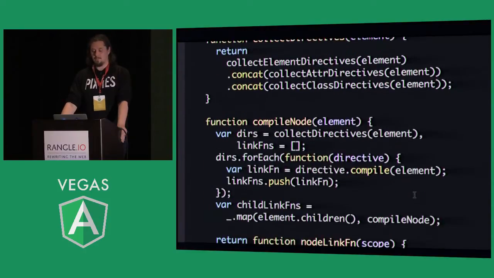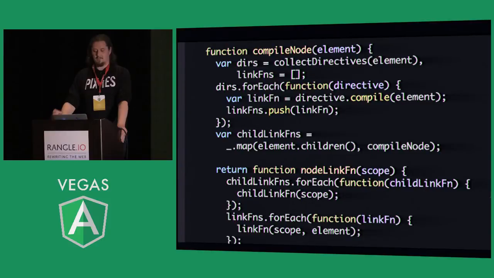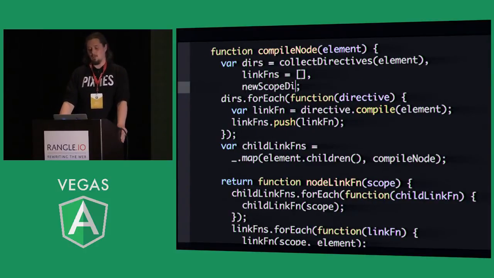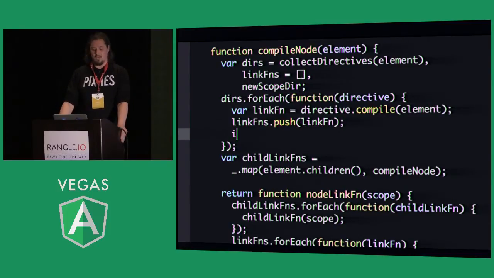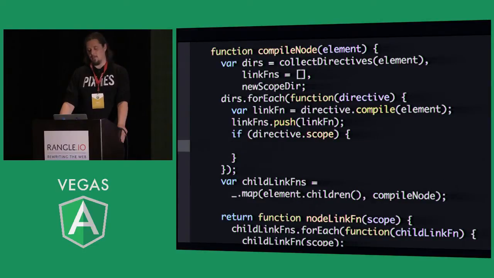So to implement this, during this compilation process, we are going to have to check if we have any directives here that want new scopes to be created. And we introduce this new variable for that purpose. So as we go over these directives, after we have compiled each one, we check if it actually has a truthy value in the scope attribute. Because if it does, it's asking for a new scope, and we put it in this variable.